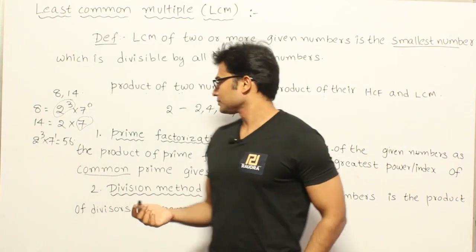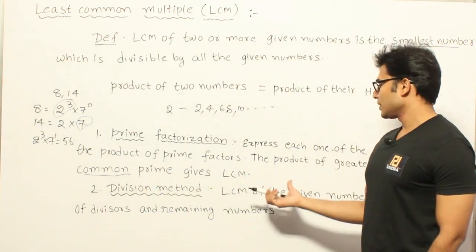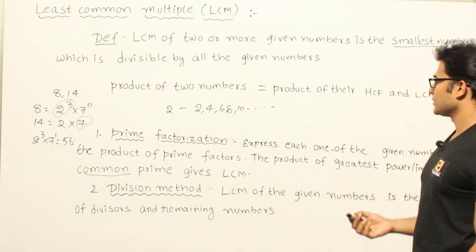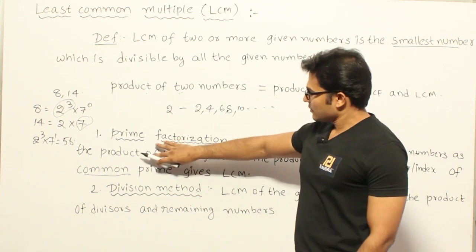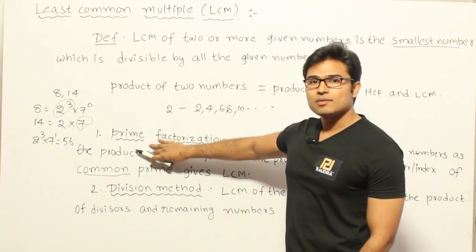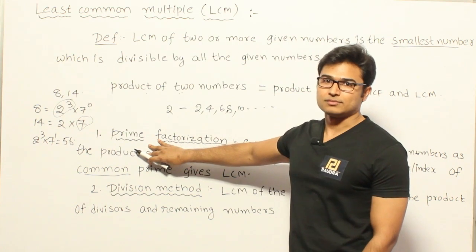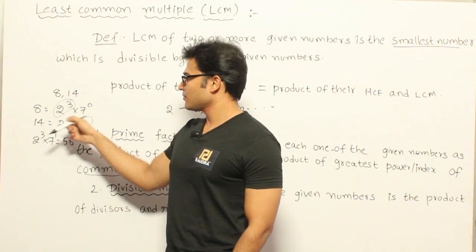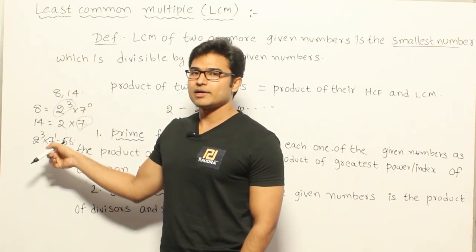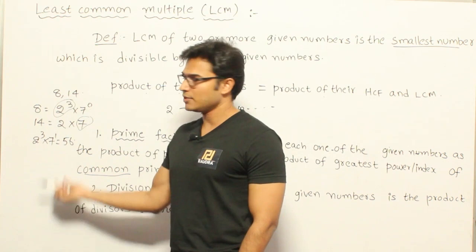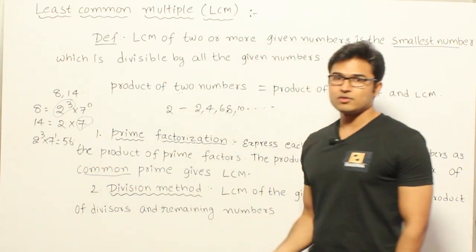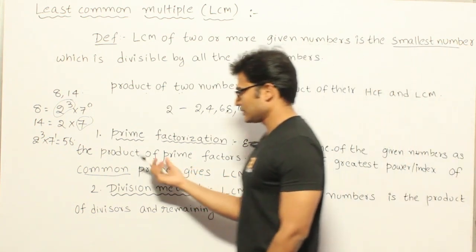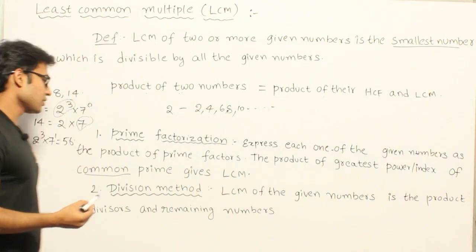Now the next one is the division method. We can use the division method to find out the LCM. This prime factorization method can be applied even when the numbers are more than 2. You can take all the numbers, write them as prime factors, then take the common primes, take the highest one and multiply. And in the division method also, we can find the LCM of more than 2 numbers directly. In this case, let's examine with 2 numbers. Later we shall see more than 2 numbers also.